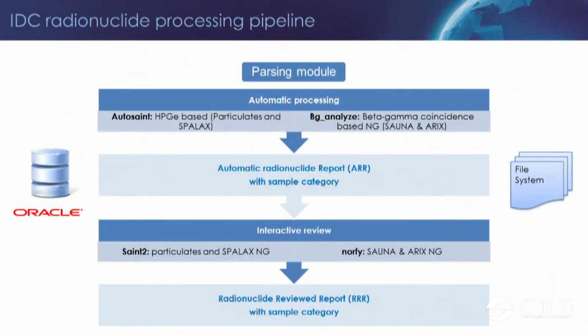The current IDC software for radionuclide is relatively new. It has been deployed in IDC operations only in June 2011. And this is fully open source, in-house developed software. The pipeline includes the automatic modules for both particulates and noble gas data, then interactive tools for the analysis of the two technologies.